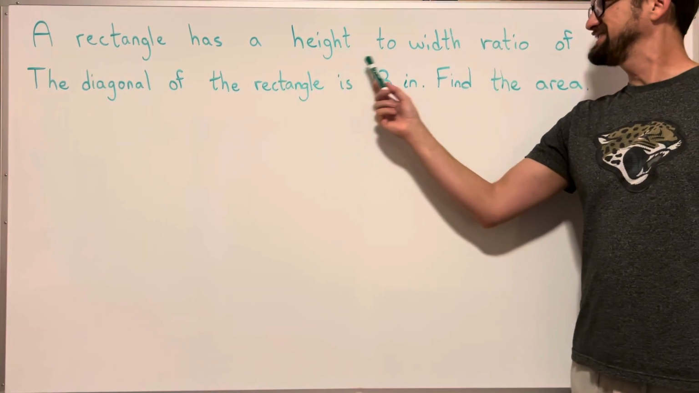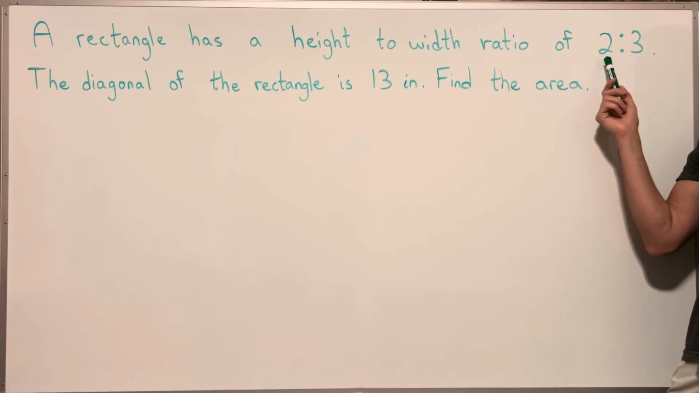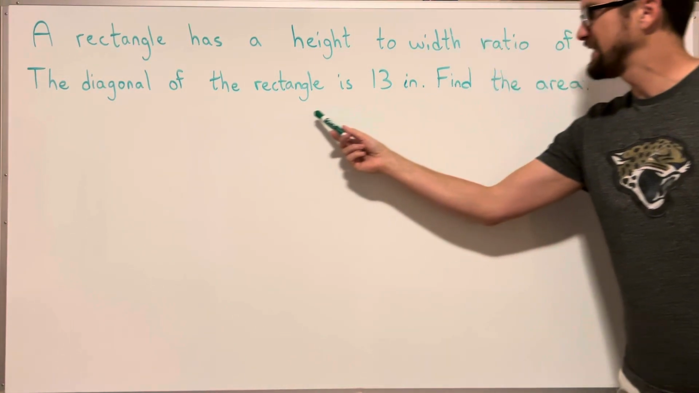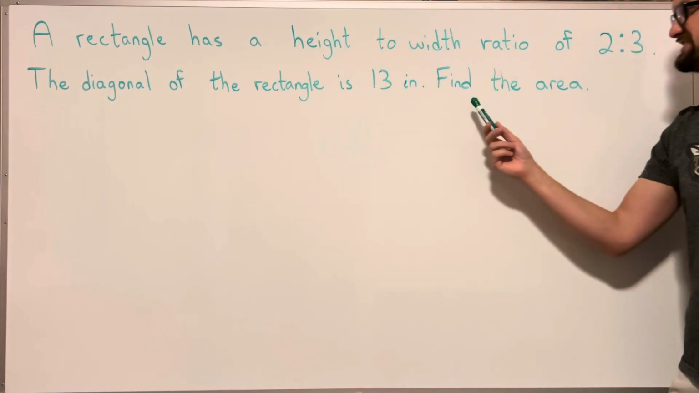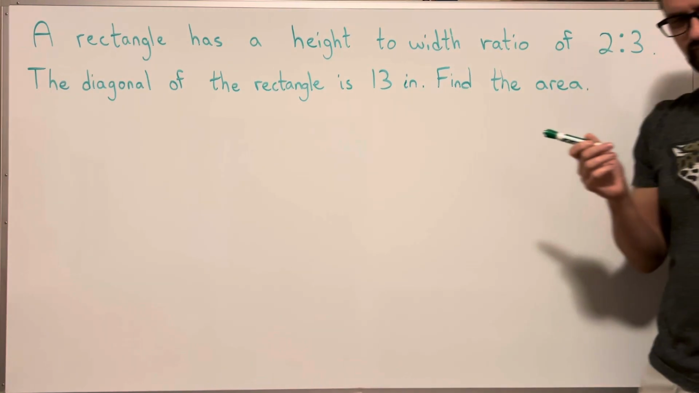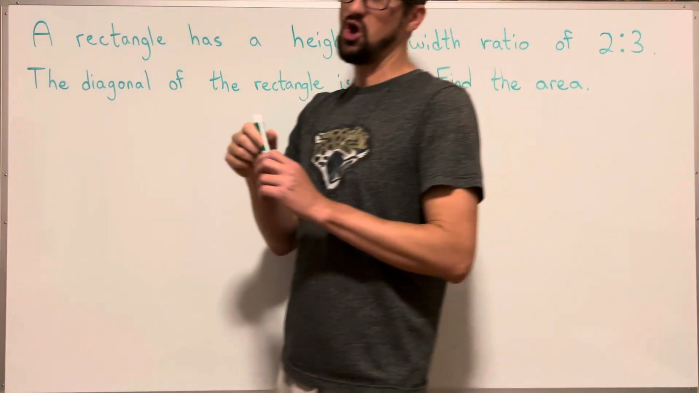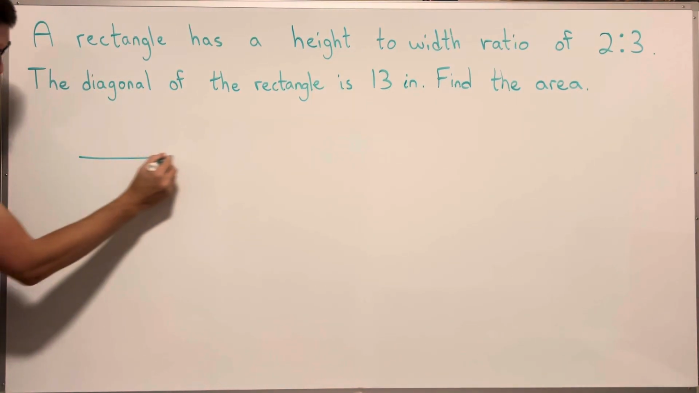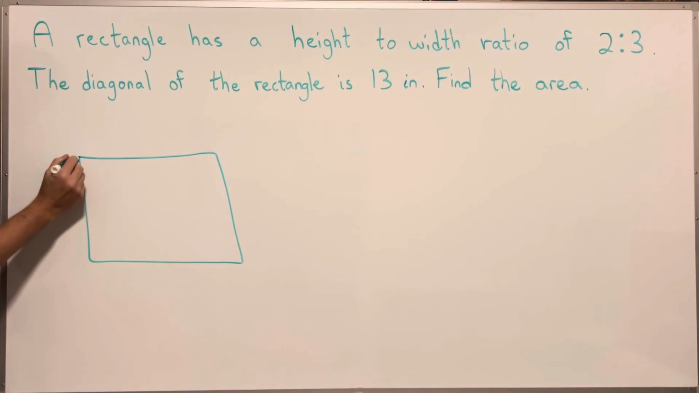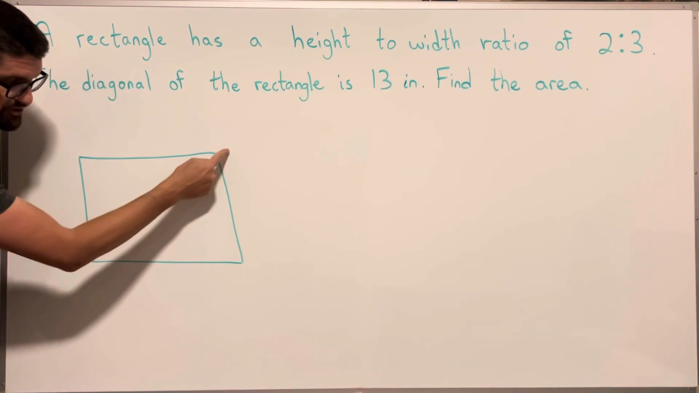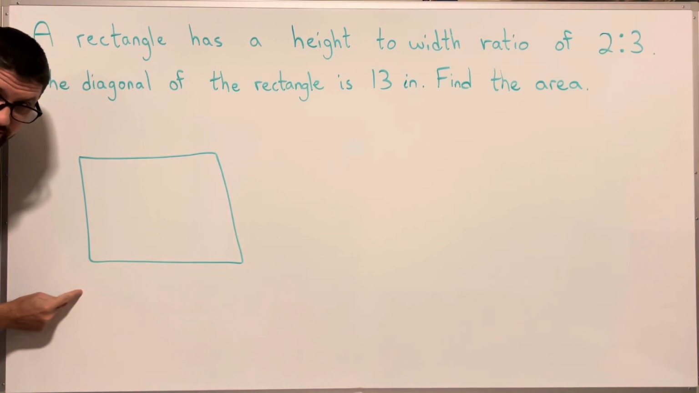A rectangle has a height to width ratio of 2 to 3. The diagonal of the rectangle is 13 inches. Find the area. Let's start this problem by drawing a rectangle. Now it says the height to width ratio is 2 to 3.